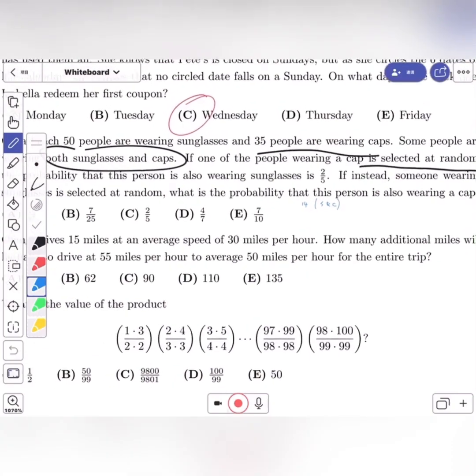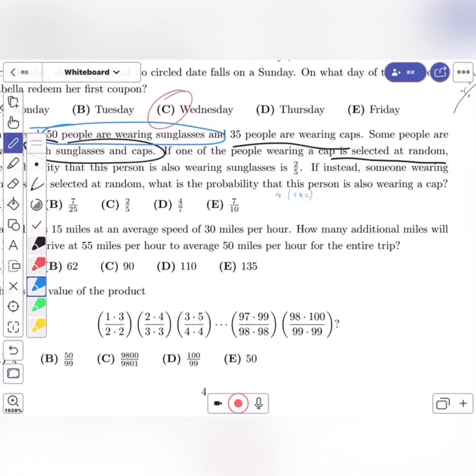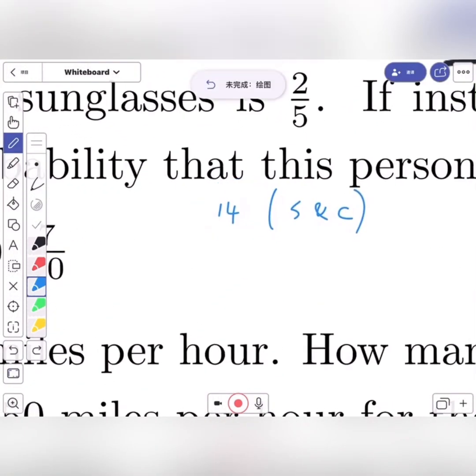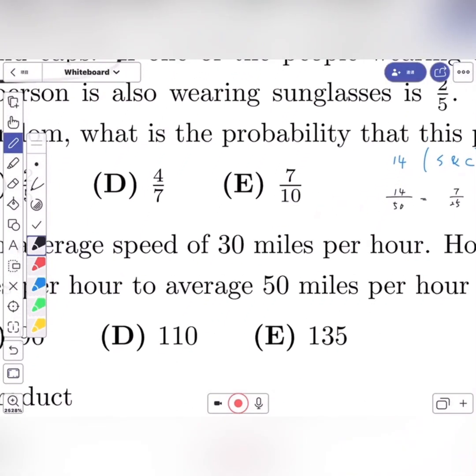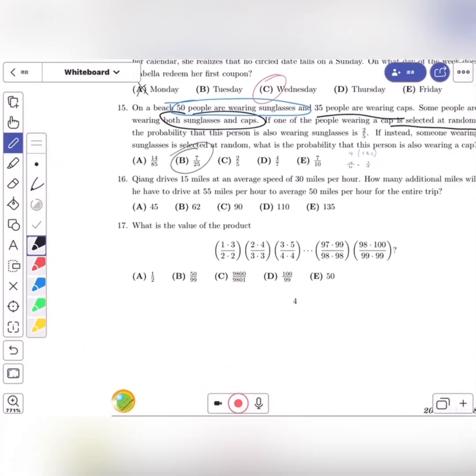Now we choose someone from the 50 people that are wearing sunglasses. What is the probability that this person is also wearing a cap? So basically we just divide the number that represents the intersection, 14, by the sample size, which is 50, that we're choosing from. That gives us 7/25, which is our answer choice B. Pretty simple problem. Now let's go on to number 16.